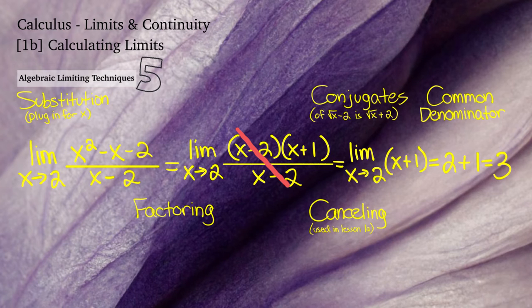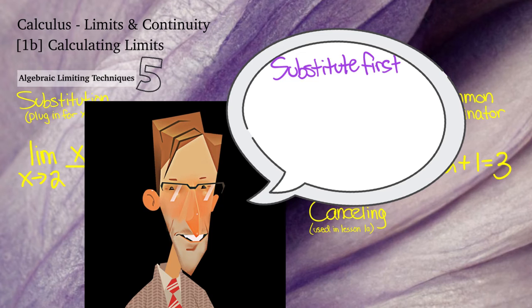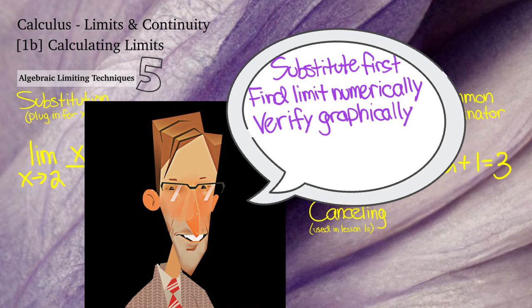That's it. And now that we've found the limit of this function 3 different ways, I have a few general tips for you. When calculating limits of any function, try substitution first. Just plug in the number, see what you get. Then analyze the limit numerically using a table. Verify that limit graphically. Then see if you could prove it algebraically. If a graphing calculator is not available or not allowed, your main approach is using algebra.